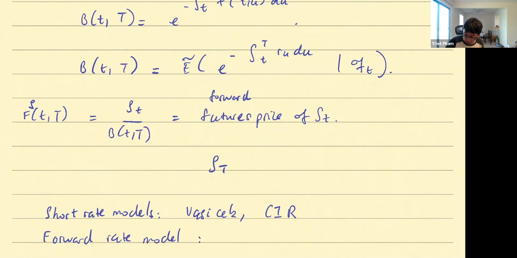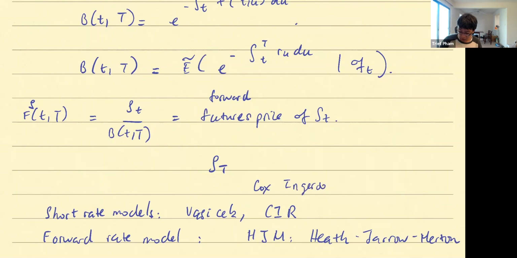The famous name you will hear is the HJM: Heath, Jarrow, Merton. Merton is a Nobel winner in economics. I think this is Cox, Ingersoll. I have no idea. I think R is Ross.